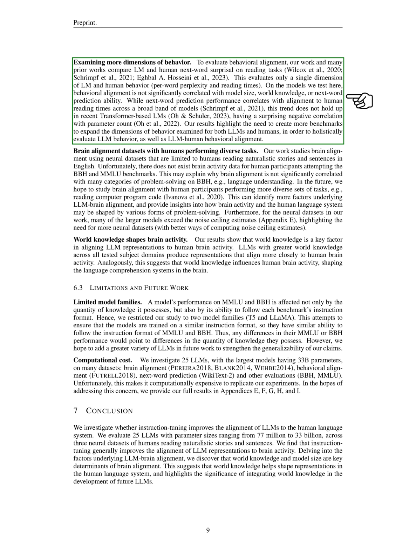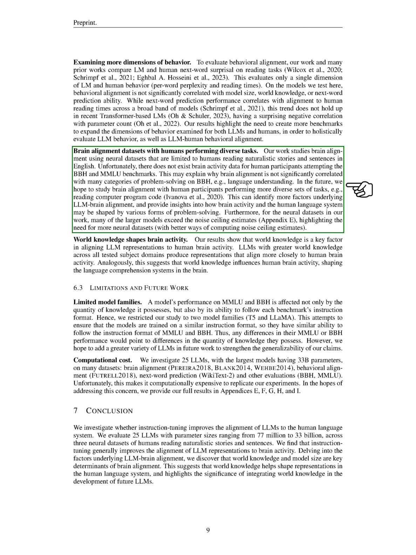Our research also highlights the need for more diverse brain alignment datasets. Currently, our datasets are limited to humans reading naturalistic stories and sentences in English. We don't have brain activity data for human participants attempting the BBH and MMLU benchmarks, which may explain why brain alignment isn't significantly correlated with many categories of problem solving on BBH, such as language understanding.